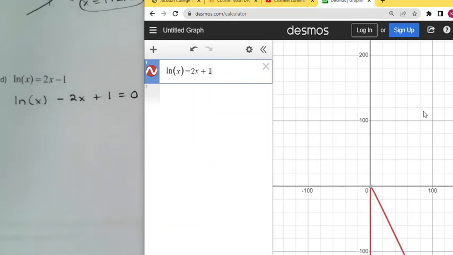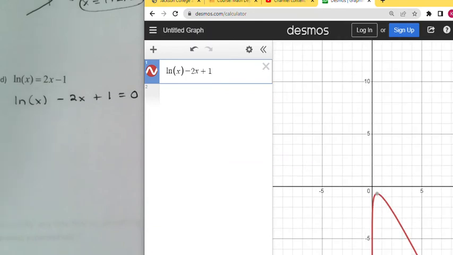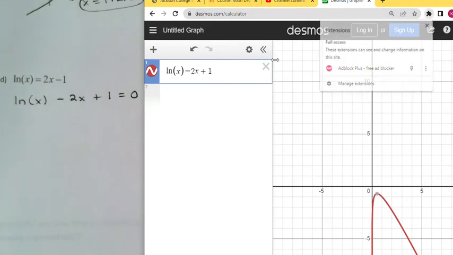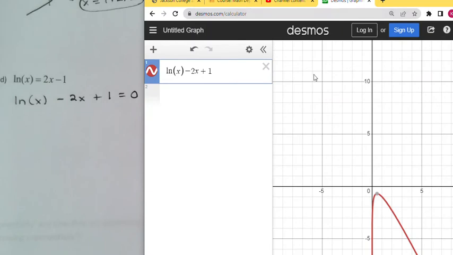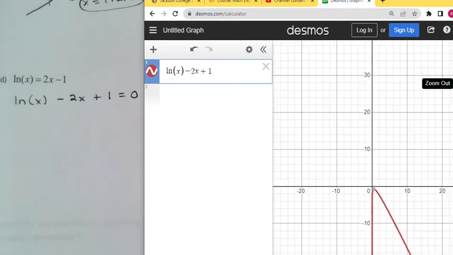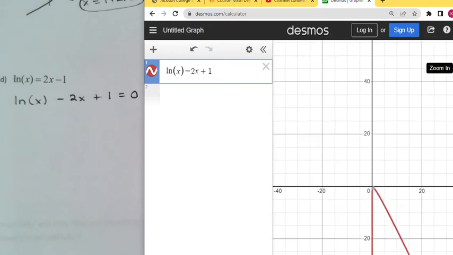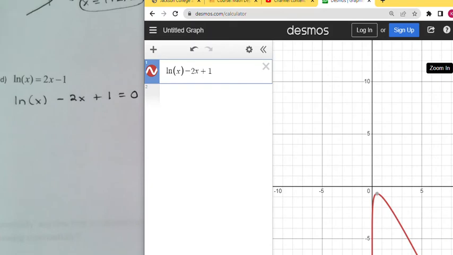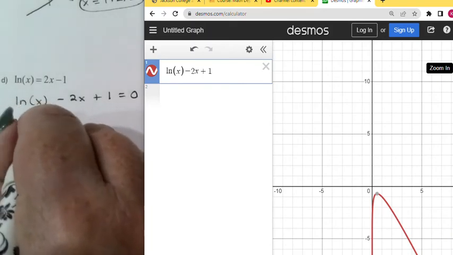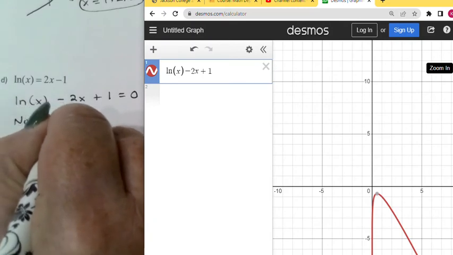There we go. And I'm zoomed way out. Let me go back to a home screen for a second. This one doesn't seem as though it's going to cross the x-axis at all. So right now I'm guessing no solutions. But again, let me graph or zoom out a bit. Yeah, it doesn't look like it's ever coming back up. I think this stays below the x-axis all the time, never crosses. So there are no solutions to this equation.